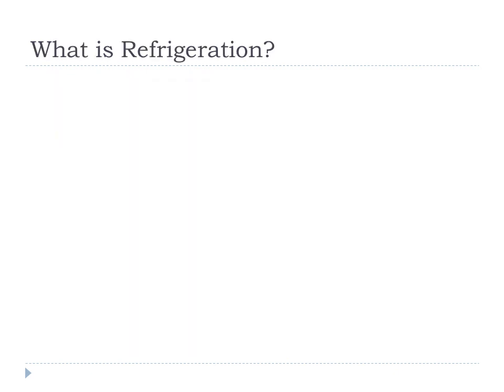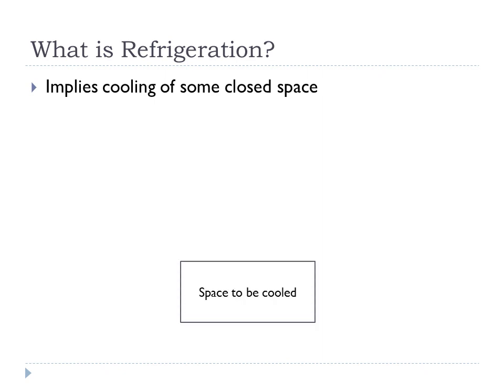What is refrigeration? Refrigeration implies cooling of some closed space. For example, this box, which is representing a space which requires some cooling. To cool it down, we need to remove some amount of heat Q from this space. That will decrease the temperature of the space.